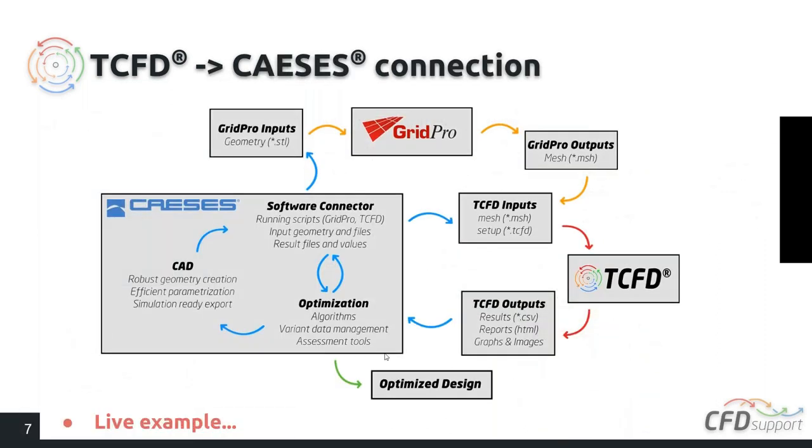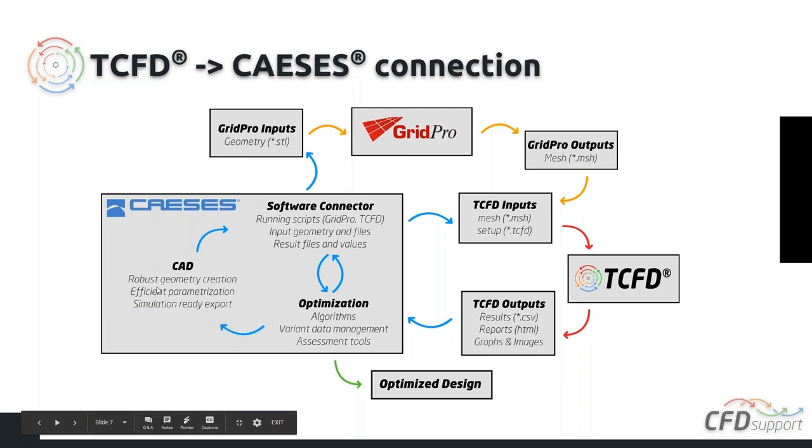Then we have this connection. Mattia already described the overall workflow. CAESES generates the CAD geometry, which is exported into STL, which is loaded by GRIDPRO. Using these STLs, the mesh is generated. Then this mesh and a preset templated configuration file are loaded by TCFD and simulated. Results are evaluated, put back into CAESES, processed, and it decides what the next design variant will be, and this goes in the loop until the optimized design is shown.